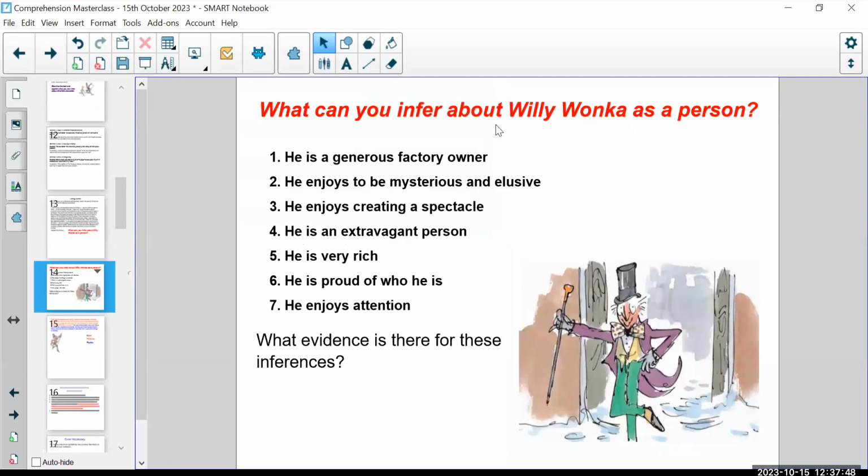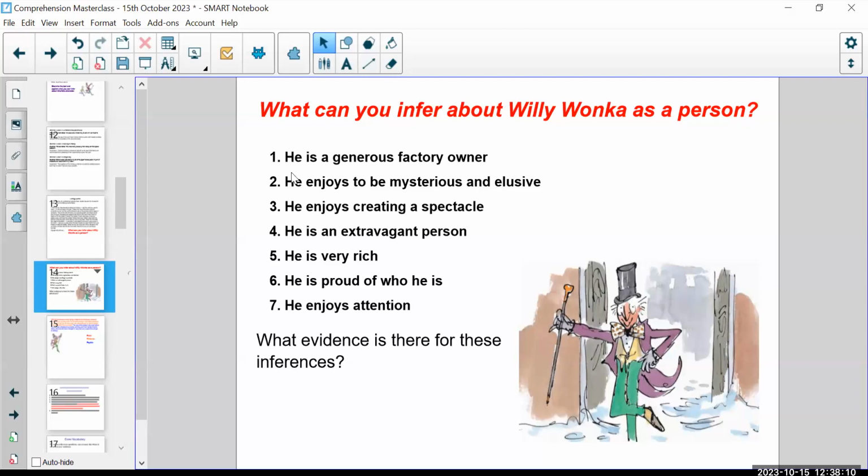So these are some of the inferences that I made. Obviously, I haven't written them as PEE. These are just the main inferences. So I said, he's a generous factory owner. A lot of you said that. He enjoys being mysterious and elusive. He enjoys creating a spectacle. He's an extravagant person. He's very rich. He's proud of who he is. He enjoys attention.